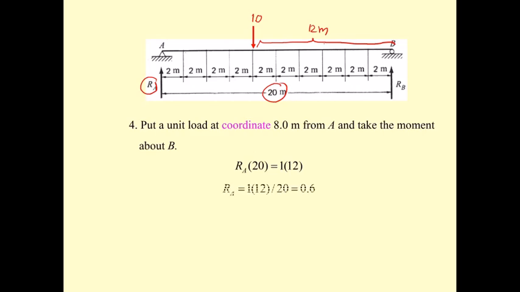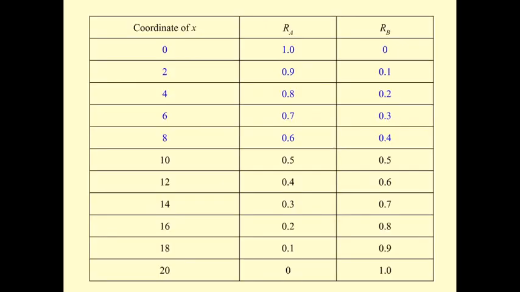And then you get R sub A of 0.6. And then you get R sub B of 1 minus 0.6, which is going to be 0.4. Okay, you're doing it like this. Continuously, you can see R sub A and R sub B have a relationship based on the summation of F sub y equal to 0. I mean, the summation of R sub A and R sub B is always 1, because it must be in equilibrium.